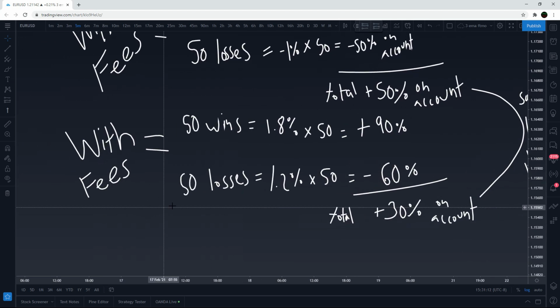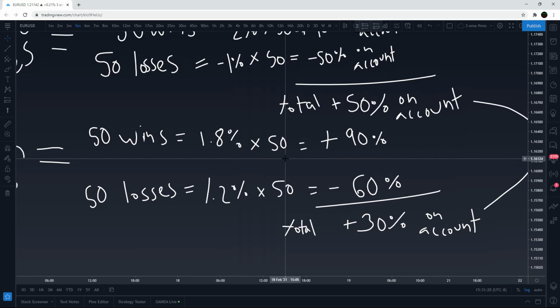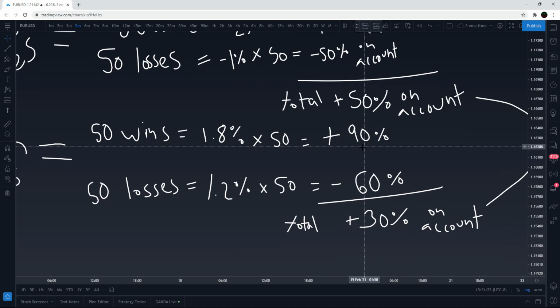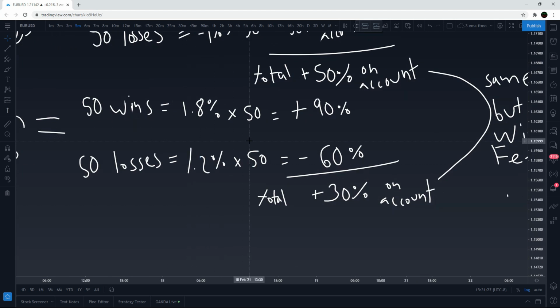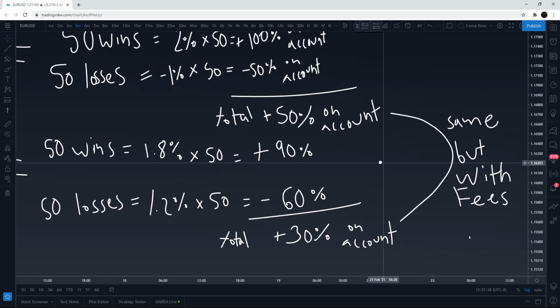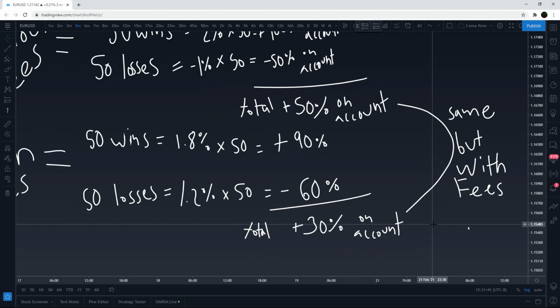Then with fees, 50 wins, so it's 1.8% now with fees times 50, plus 90% on your account from the winners. 50 losses, we have the calculation, 1.2% times 50 is minus 60% on your account, so your total is only plus 30% on the account after fees are included. So you go from a 50% gain on the account to a 30% gain on your account.